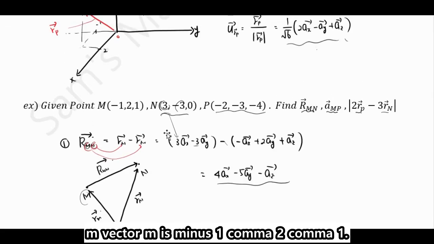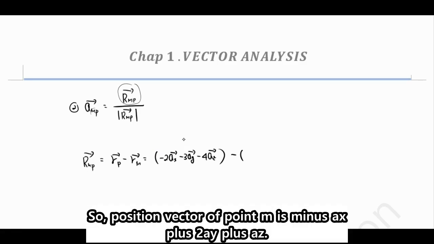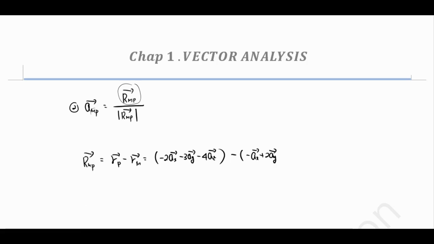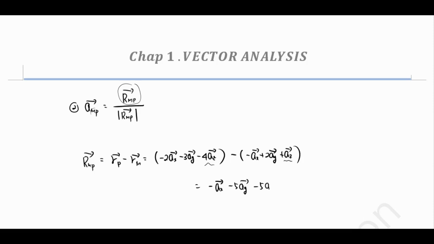Point M is minus 1, 2, 1. So the position vector of point M is minus ax plus 2ay plus az. It becomes minus ax, 3 minus 2 is 1 ay... minus 2 minus 1 is minus 3 ... minus 5 ay, minus 4 minus 1 is minus 5 az vector.